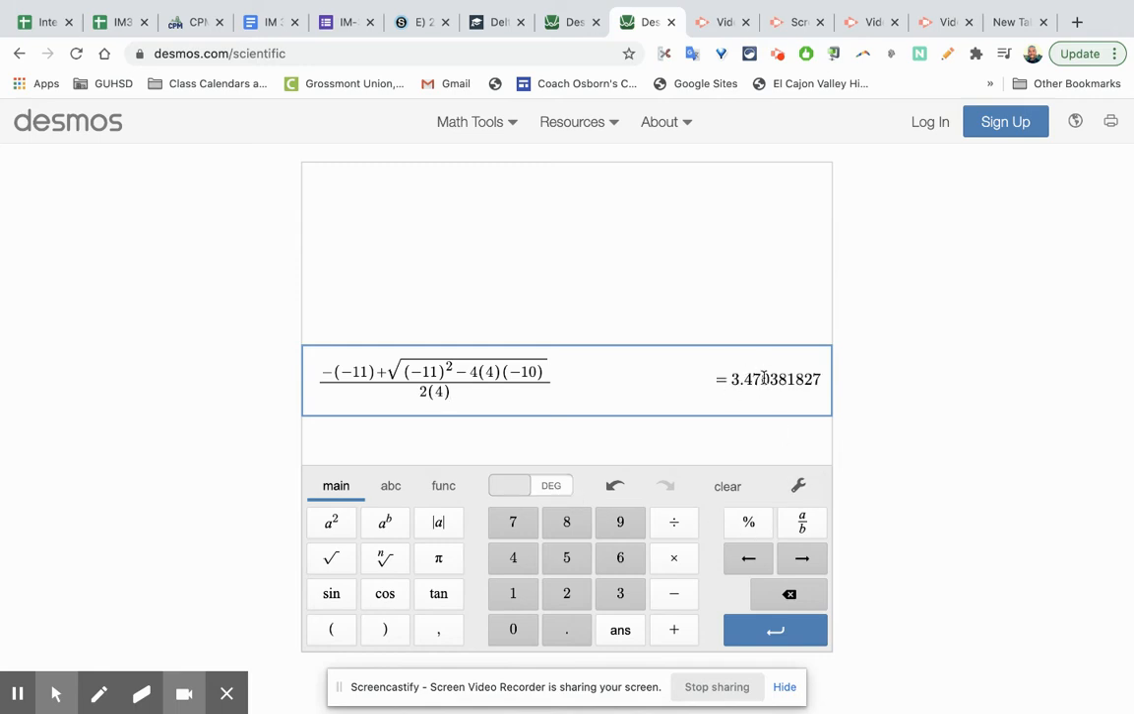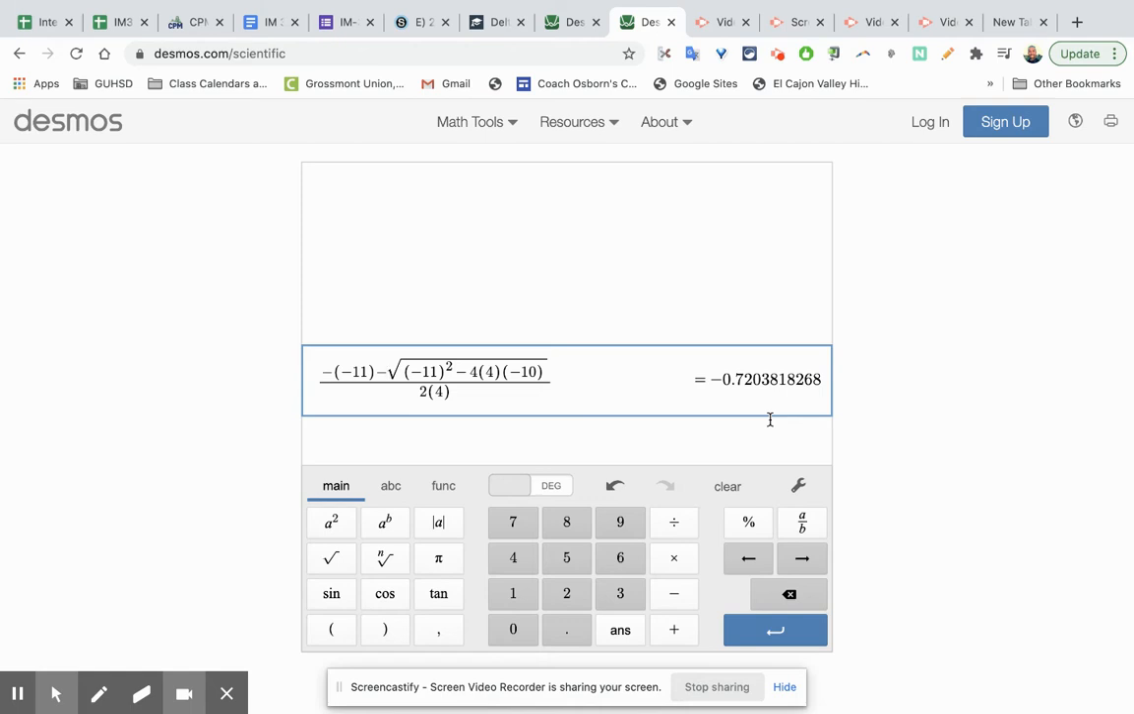And look, boom, it already calculates my answer automatically, literally as I'm typing it. Pretty cool, huh? Okay, so my first solution is going to be 3.47, so let me write that down. And then my second solution, remember, all I have to do is change this to minus, and there's my second solution. X equals negative 0.72.